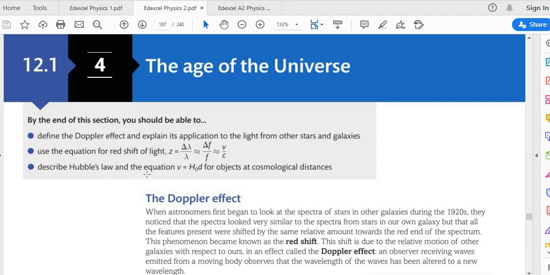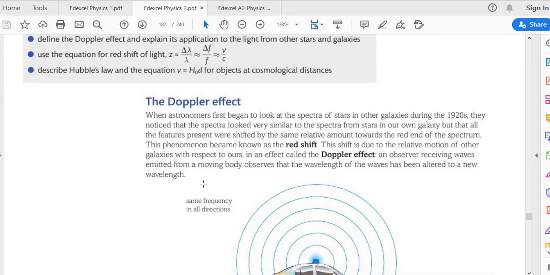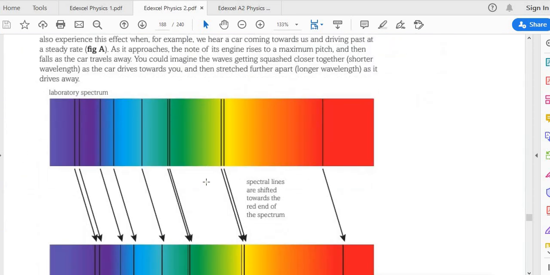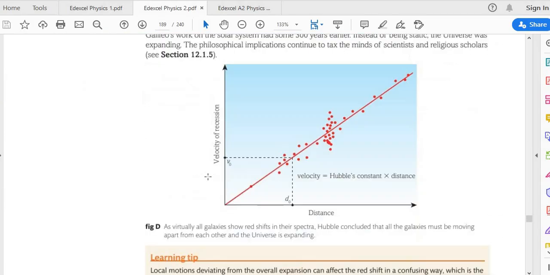Describe Hubble's law and the equation v equals h naught d for objects at cosmological distances. We will again see the details of this. Now there is also a graph for this. v equals h naught d, and you can see the equation is given here: v equals h naught, the Hubble constant, times d.